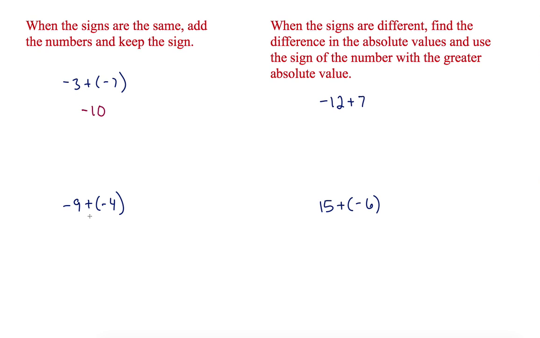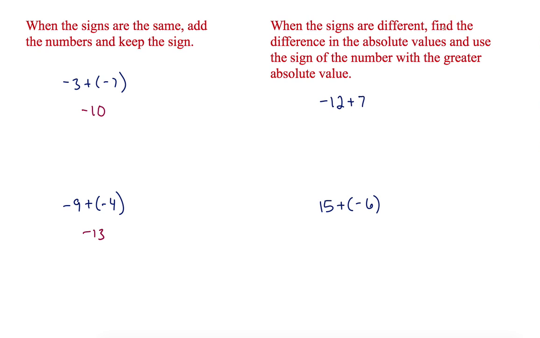Let's look at this one down here. You can look at this as, let's say you owe $9, so you're $9 in debt, which is represented by -9. So you're $9 in debt to one friend and $4 in debt to another friend. Well, how much debt are you in altogether? You're in $13 of debt. Again, the only thing I have to do is add these numbers together, 9 and 4 to get 13, and keep the sign.